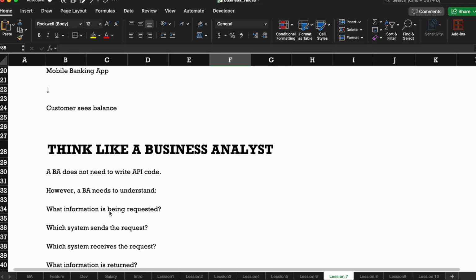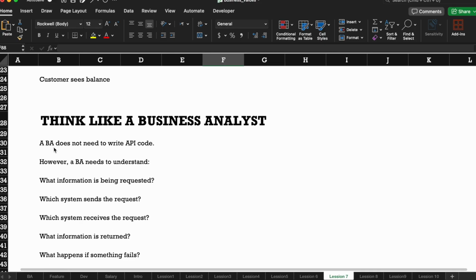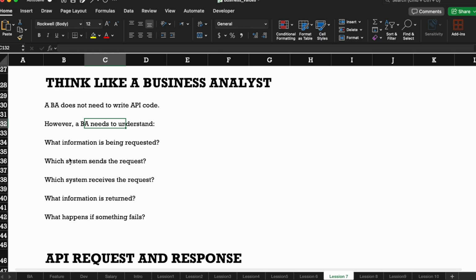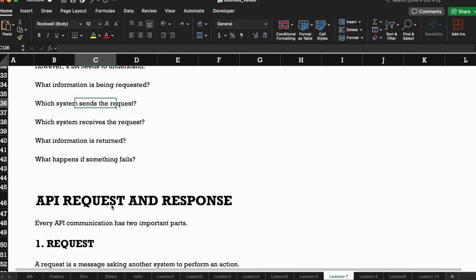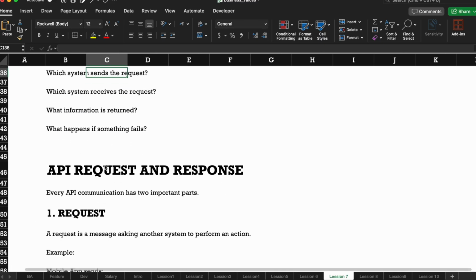So to think like a business analyst, a BA does not need to write API code. However, a BA needs to understand what information is being requested, which system sends the request, which system receives the request, what information is returned, and what happens if something fails.